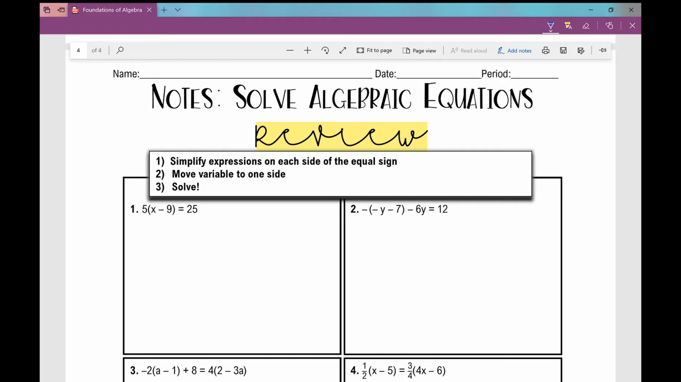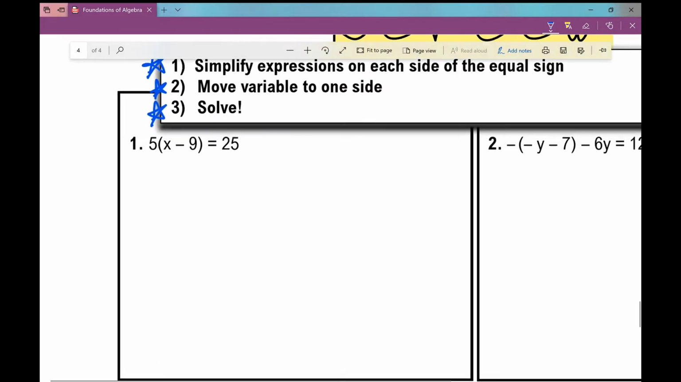So when I solve each of these equations, the first thing I'm going to do is simplify the expressions on each side of the equal sign. We looked at simplifying algebraic expressions in the previous video. Today we're going to do that to each side of the equal sign first. We're going to move the variable to one side and then we're going to solve it using inverse operations. So let's look at number 1.